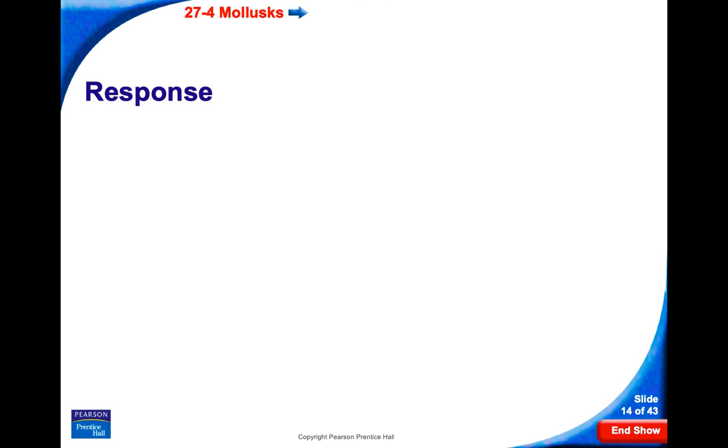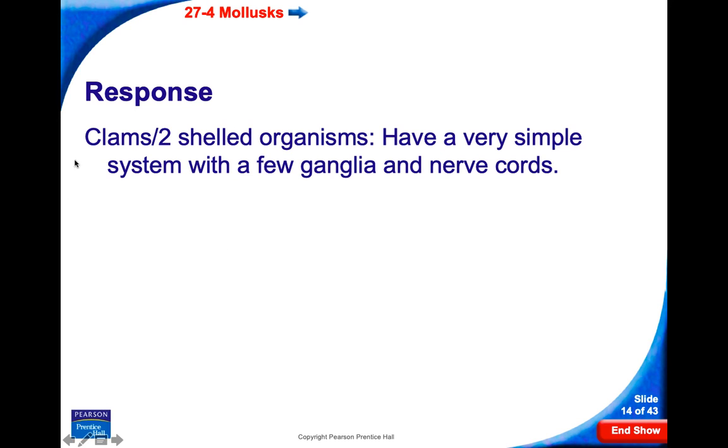Okay, response, which remember has to do with any sort of nervous system. There is a wide variety of nervous systems and abilities to respond to the environment, depending on the type of mollusk. Some mollusks within this phylum are quite simple and don't really need a very complex nervous system. So clams and other two-shelled organisms have a very simple nervous system. They might have a few ganglia, a few nerve cords, some simple sense organs like eye spots or chemical receptors, but that's about it. Not very much is needed.